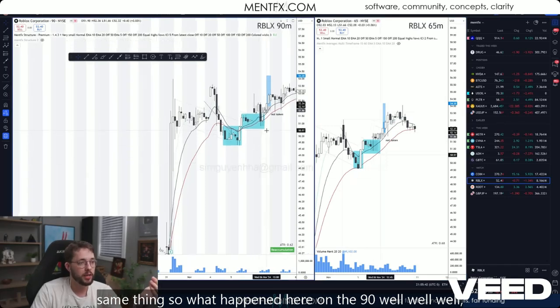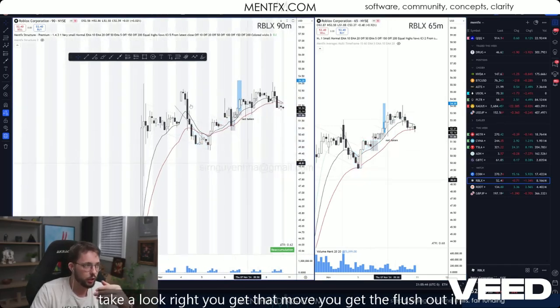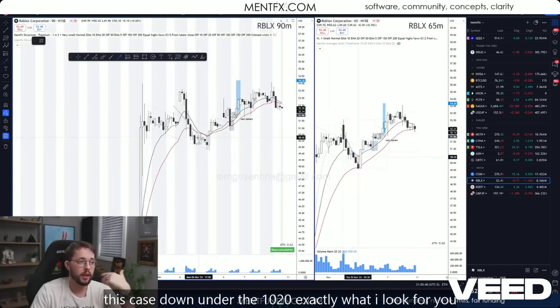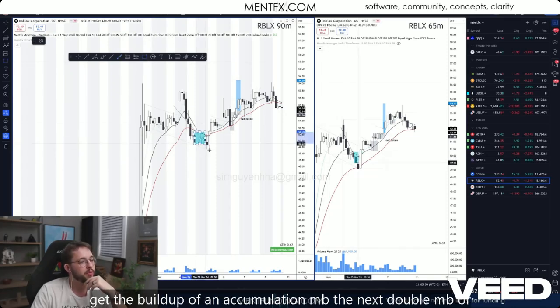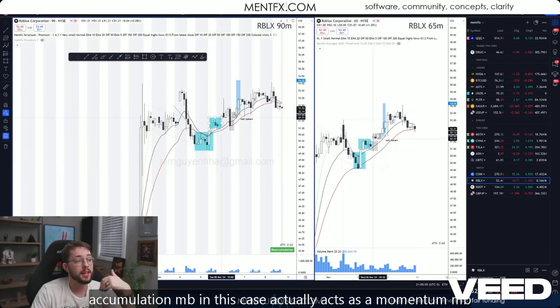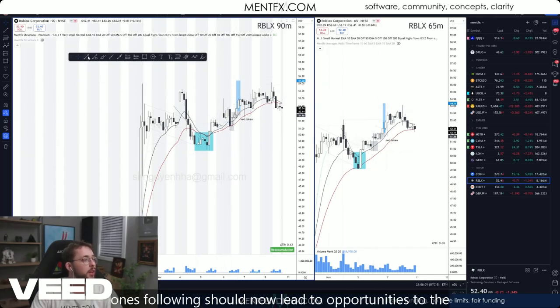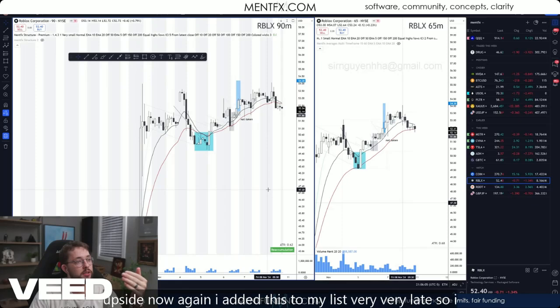So what happened here on the 90? Well, take a look, right? You get that move, you get the flush out, in this case, down under the 1020, exactly what I look for. You get the buildup of an accumulation MB. The next double MB or accumulation MB in this case actually acts as a momentum MB, hence the lines you can see drawn. Those momentum MBs and the ones following should now lead to opportunities to the upside.